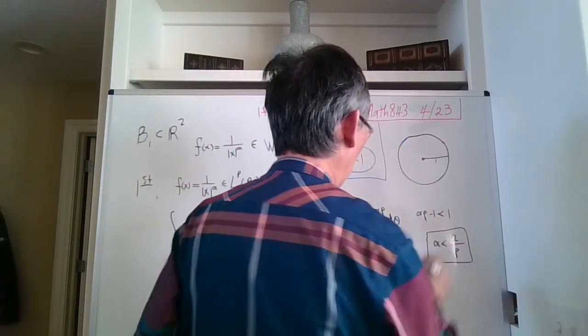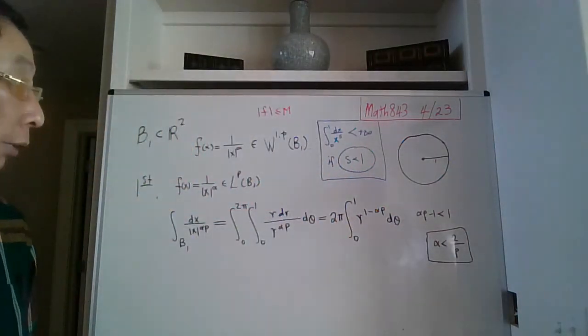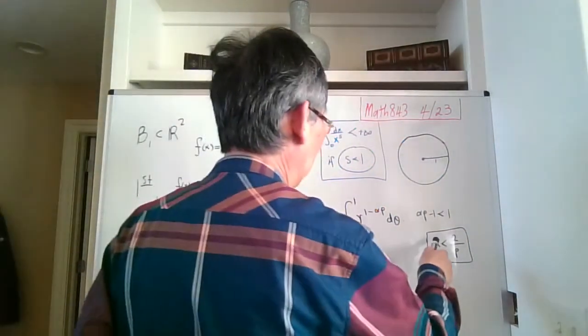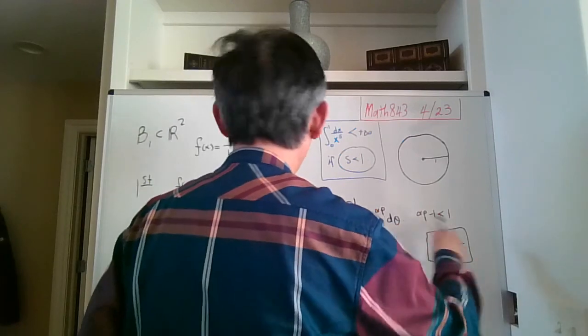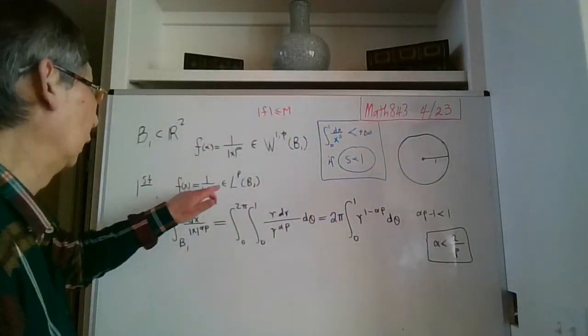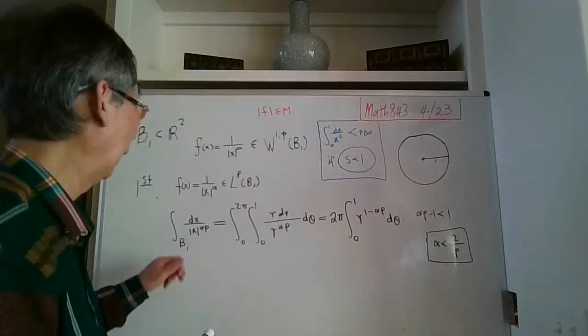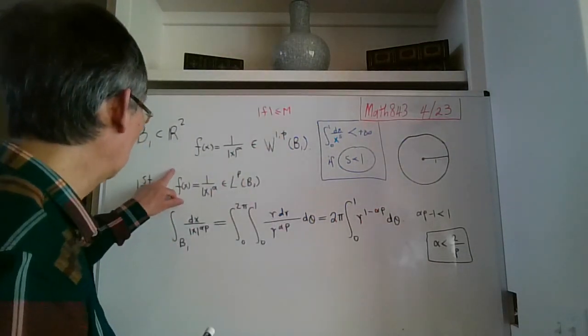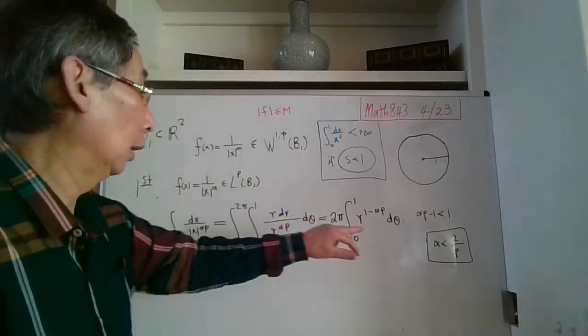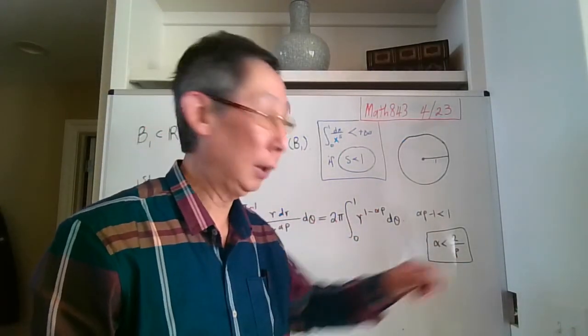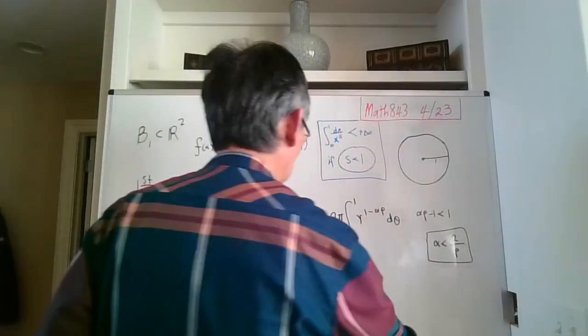So once p is given, alpha has to satisfy this condition in order for this function to be in L^p. We're not talking about W^{1,p} yet; we haven't looked at the derivative. If you want this function to be in L^p, alpha has to satisfy this condition. Now let's look at the derivative here.